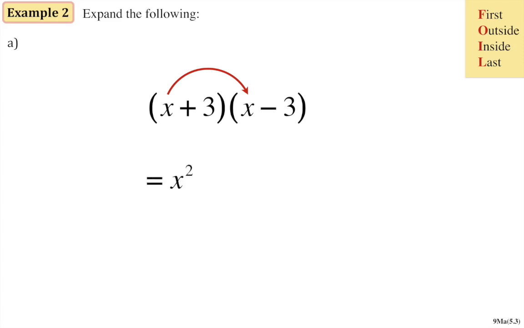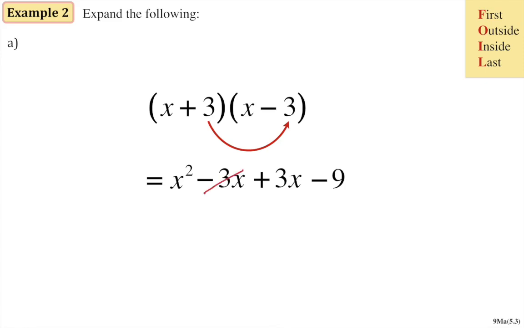X times x, x squared. Outside, x times minus 3, minus 3x. Now the inside, 3 times x, plus 3x. And the last terms, positive 3 times a negative 3, negative 9. And notice, when you look at this question, negative 3x plus 3x, they are the same. Negative 3 plus 3 gives 0. They're going to cancel each other out. And you're left with x squared take 9.